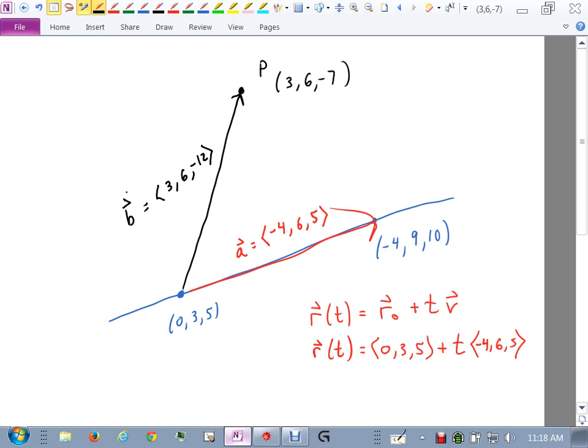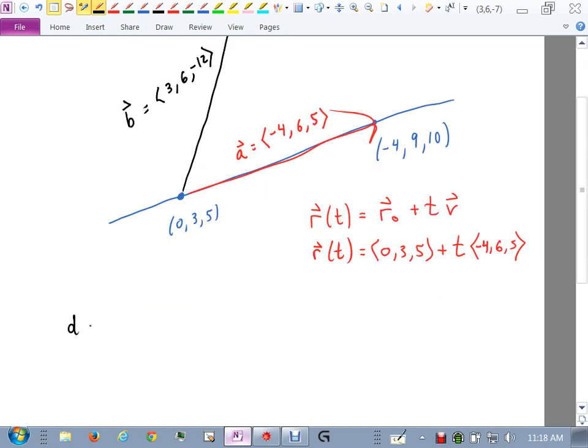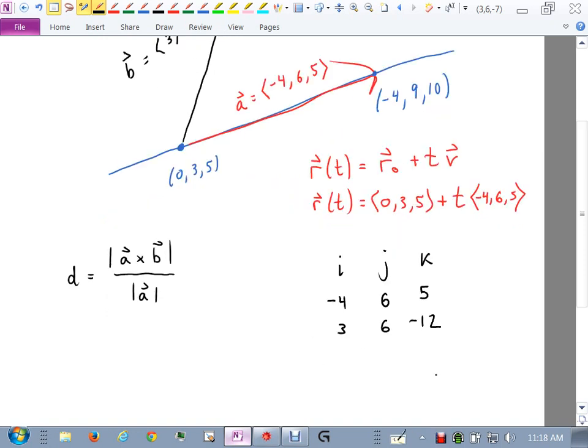So our formula for our distance is magnitude of A cross B over magnitude of A. So we're going to need to do a cross product of those two vectors. So I'll go ahead and put them over here. Remember this way we did cross products: i, j, k, -4, 6, 5, 3, 6, -12.